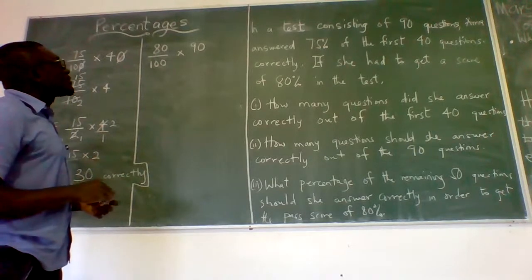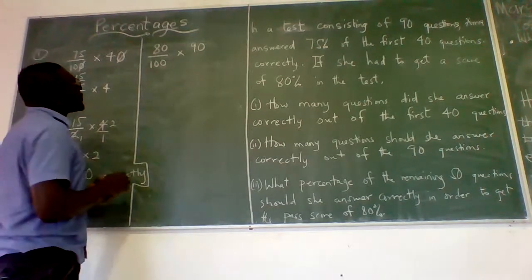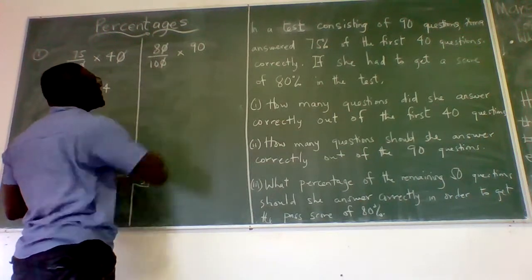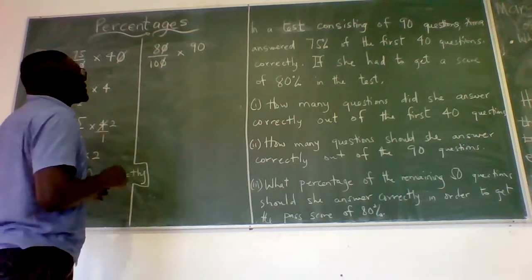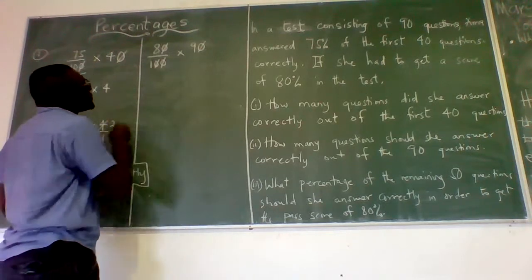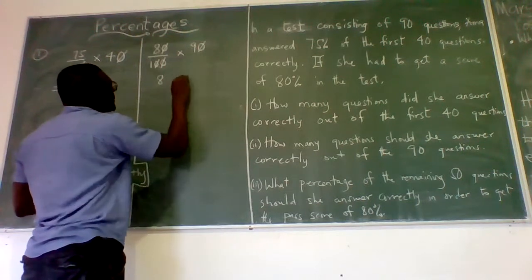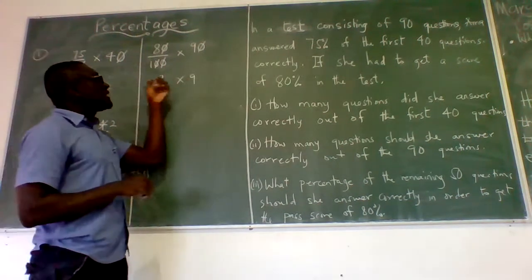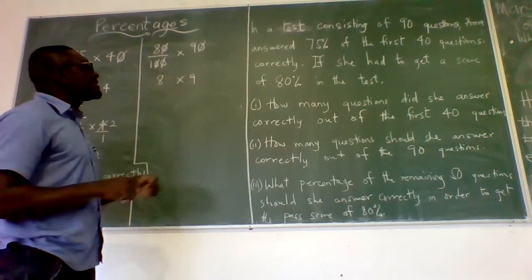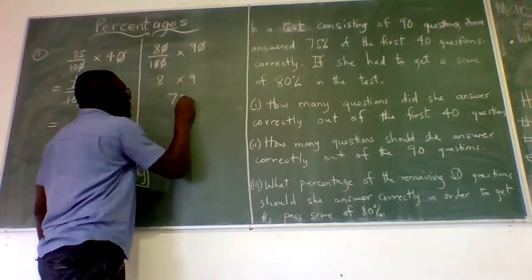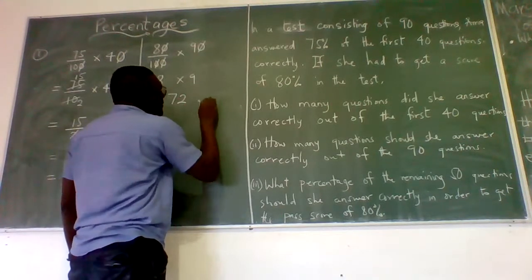Then it's up to us to reduce this. So I can reduce that, and then I can reduce as well this 0 with this one. So then I have 8 multiplied by 9. So I know that 8 times 10 should give me 80. So when I'm multiplying by 9, that should give me 72 questions correctly.